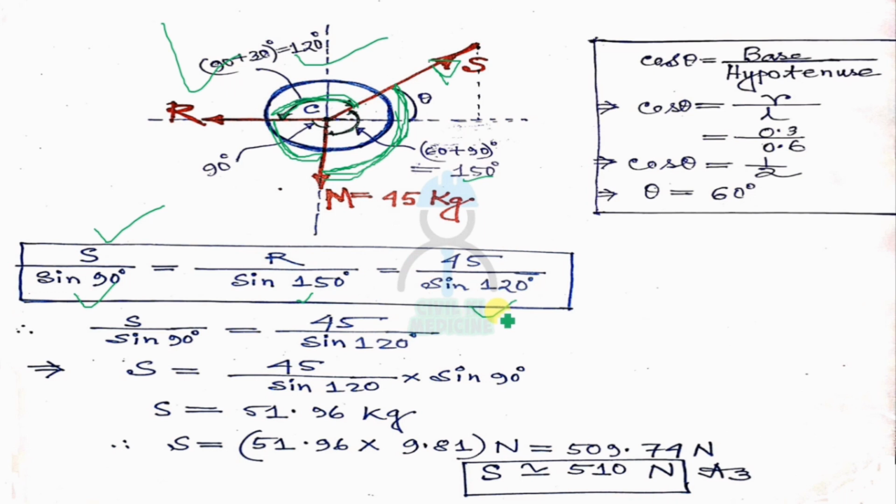Therefore sine 120 degree. Now in my question it is asked to find the tension S only, not to find R. So in this case I can write S by sine 90 degree equal to 45 by sine 120 degree. Then just solve it and I will find 51.96 kg. Note down, the unit will be kg because the mass 45 is in kg. Okay, but this will be no answer.